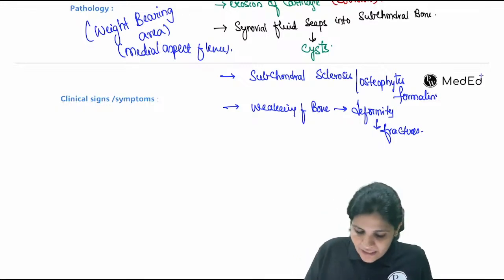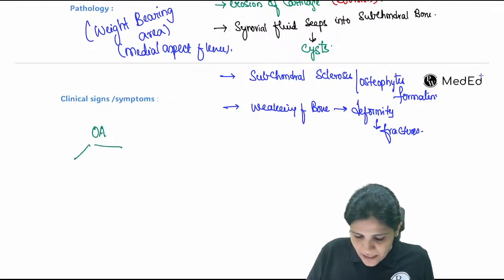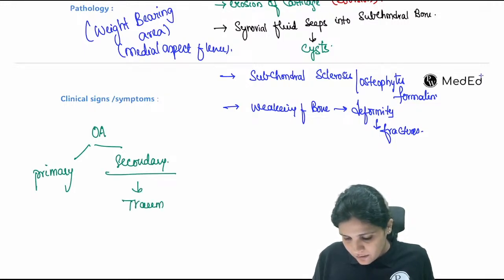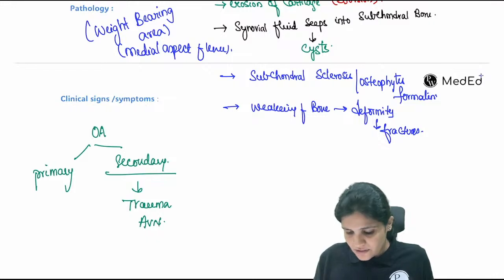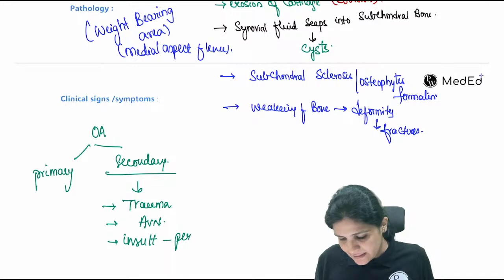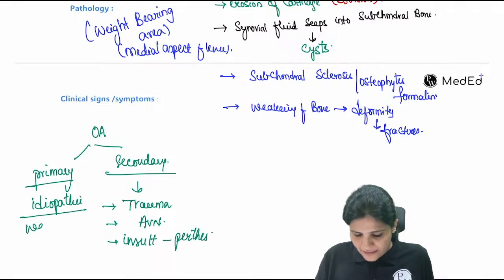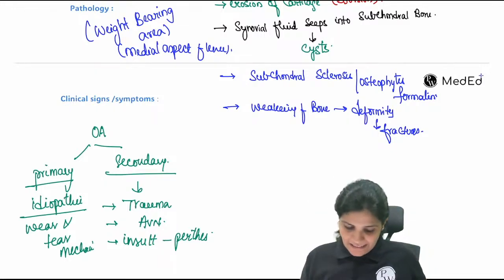So here what I want to tell you is this OA can be of two types. Primary is again weight bearing wear and tear. Secondary is whenever there is a trauma or whenever there is avascular necrosis. Okay, some insult to the joint like Perthes, that is all secondary. Primary is usually the wear and tear mechanism, right? That is about primary and secondary osteoarthritis.